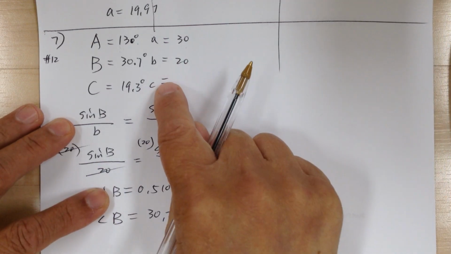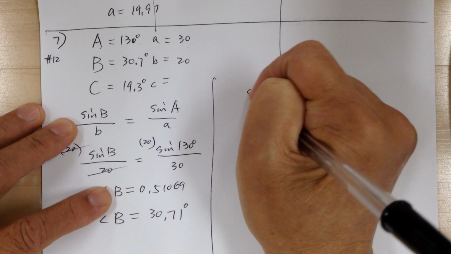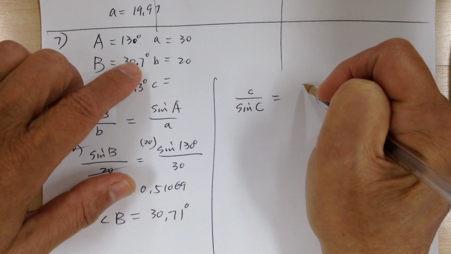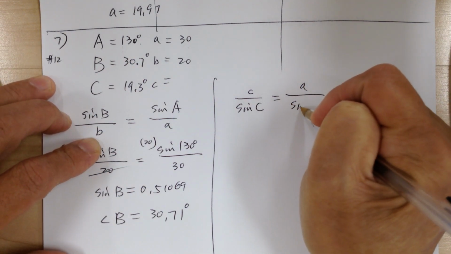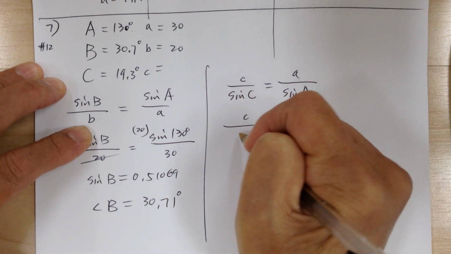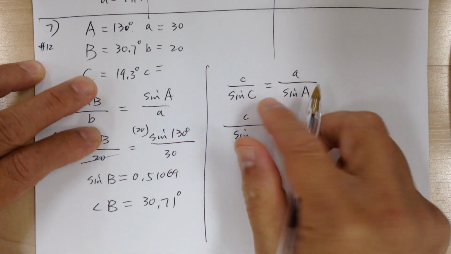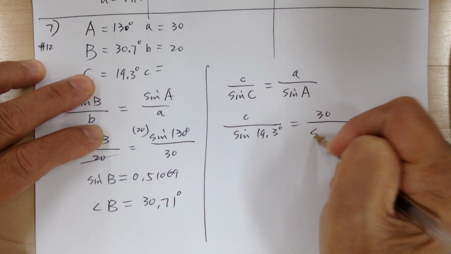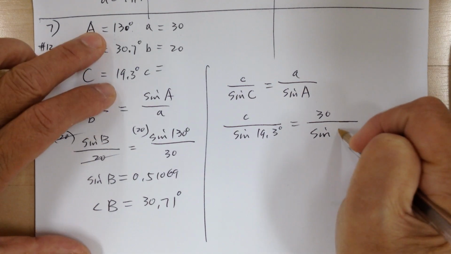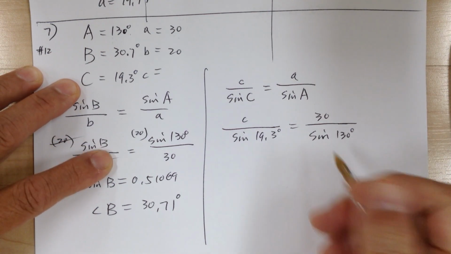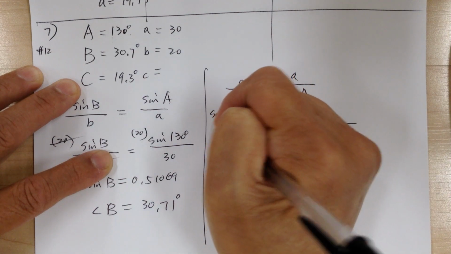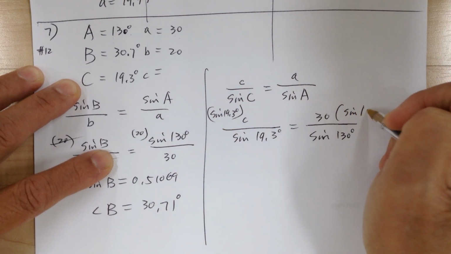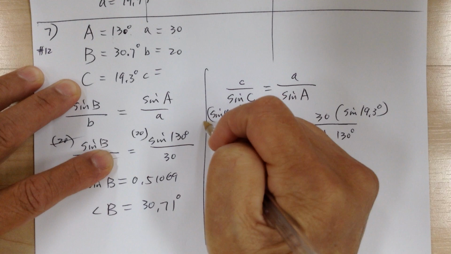Okay, so now let's look for C. You have to use C over sine C equal to, I'm going to use A because this number is already off by a little bit. So A over sine A. Substitute everything in. Sine C is 19.3 degrees, A is 30, sine A is 130 degrees. Let's multiply the denominator, so sine of 19.3 degrees, and this will cancel out.